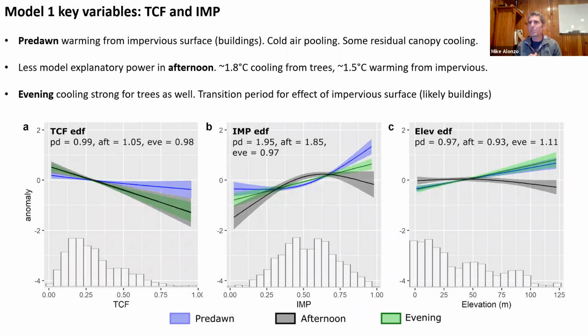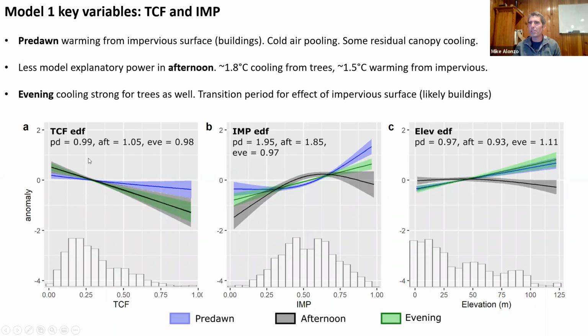Okay, so let me introduce these graphs, because this is kind of the key results that we're showing. Each of these charts represents the unique cooling impact of a particular variable. In letter A here, you're seeing TCF, which is tree canopy fraction. Letter B, you're seeing impervious surface, and letter C, you're seeing elevation. And on each chart, I'm showing the pre-dawn effect, the afternoon effect, and the evening effect.